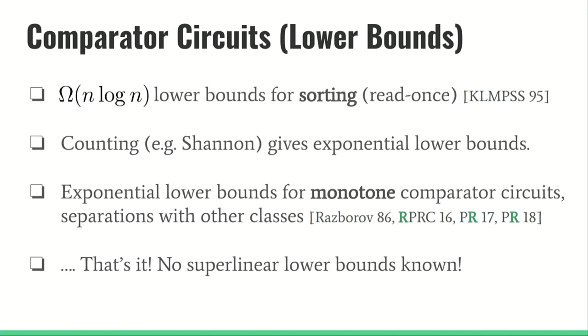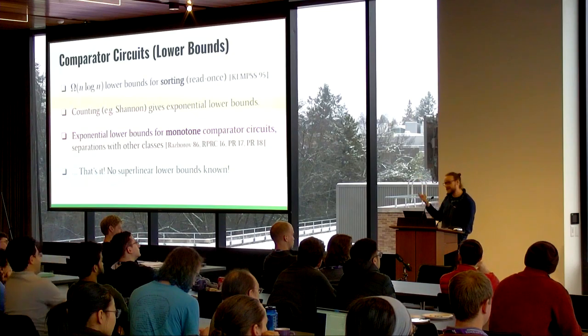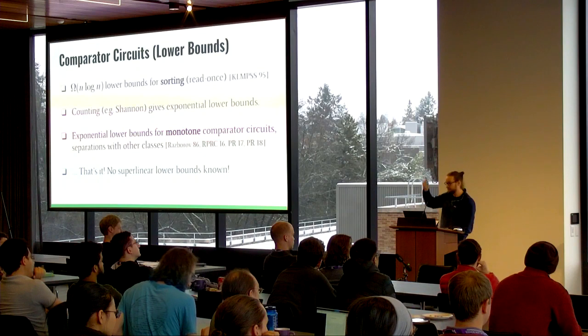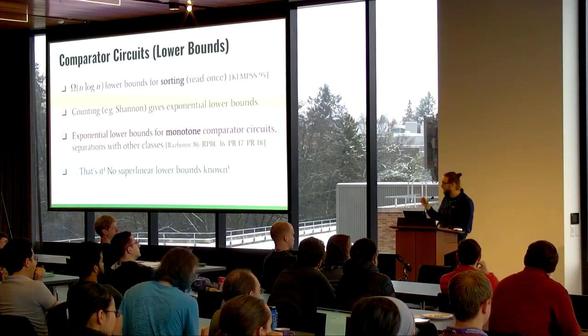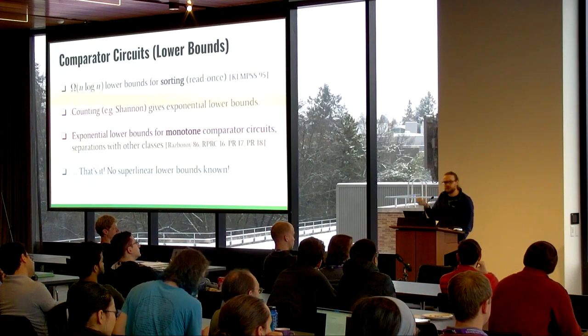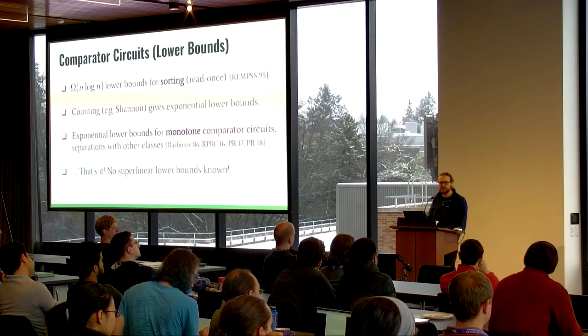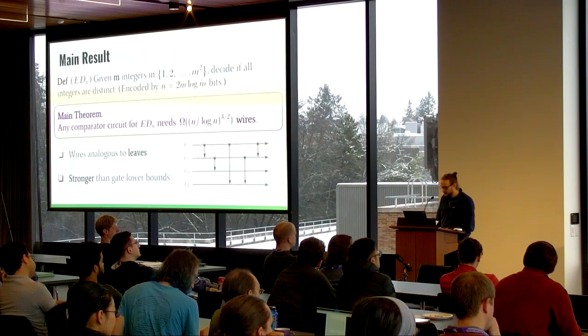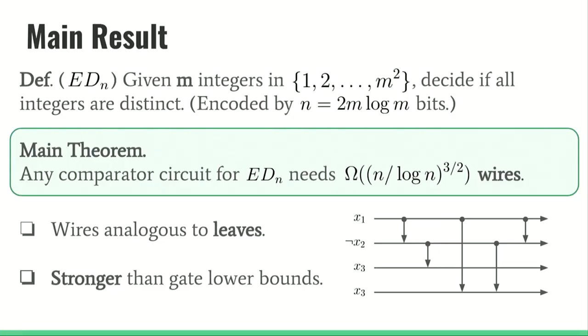So the read-once lower bound for sorting, in some sense, is less interesting because, one, it's computing a multiple-output function instead of a single Boolean function. And for the second thing, I'm only allowed to read each input once. So it's kind of a restricted model. Okay? So the main result for today is actually a superlinear lower bound on these things.